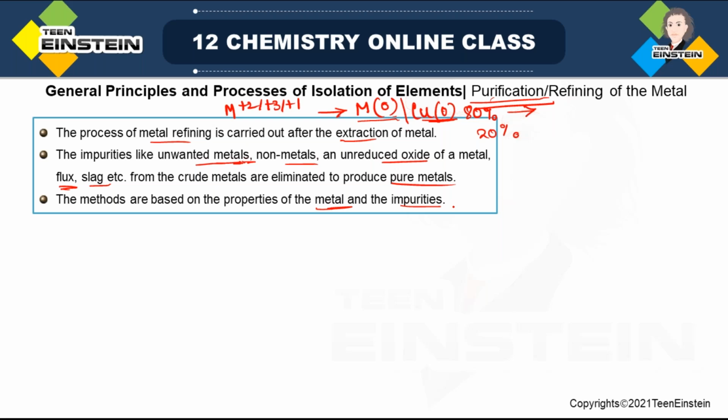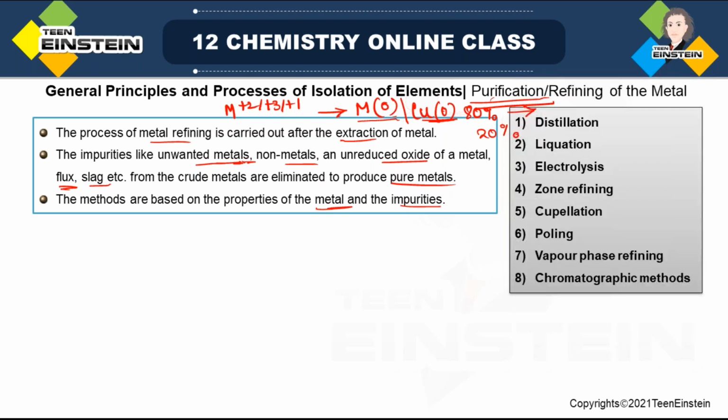Here we have the list of all these methods. There may be some other methods also, but these 8 methods are enough. Distillation, liquefaction, electrolysis, zone refining, cupellation, poling, vapor phase refining, chromatographic methods. Total 8 methods are there. All will be discussed one by one.